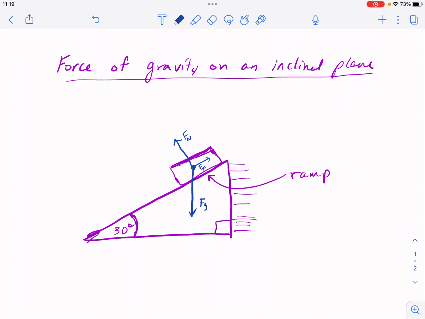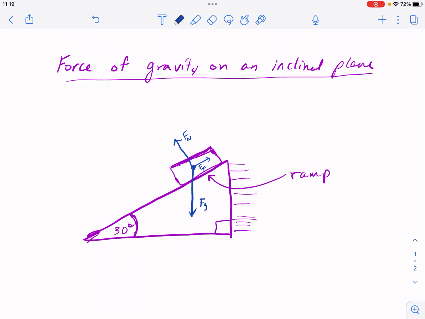We also know that the car is going to start rolling down the ramp. It's going to start accelerating down the ramp, so there must be some kind of net force going down and to the left down this ramp. So how does that work? We're going to focus in on the force of gravity, and it's pulling straight down, but we can actually break down that force into two components.